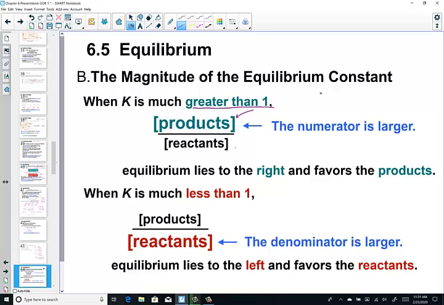So notice what we're writing here. The products are quite large. So you see how we're emphasizing that by writing it in big letters. And in terms of reactants, we write those in really small letters. So that K comes out to be greater than 1. The larger the K, the more the products are favored.